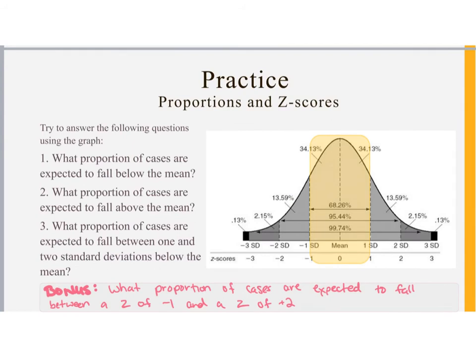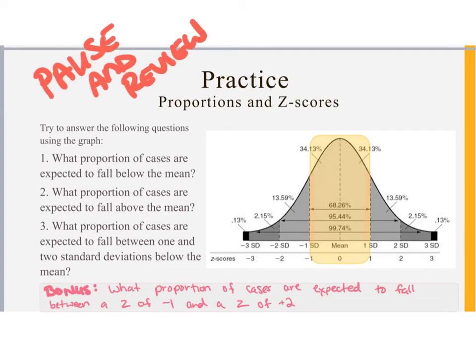graph. Take a look at this picture of the normal distribution curve that has the center section highlighted, and try answering the following questions. Pause and hit play when you're ready. The proportion of cases expected to fall below the mean is 50% because the center splits the graph in half. That also means that the percentage or proportion of cases expected to fall above the mean is also 50% because the whole graph is 100% and it's split evenly down the middle.